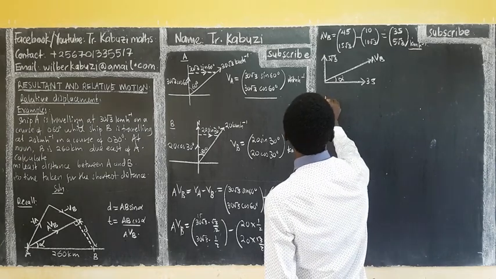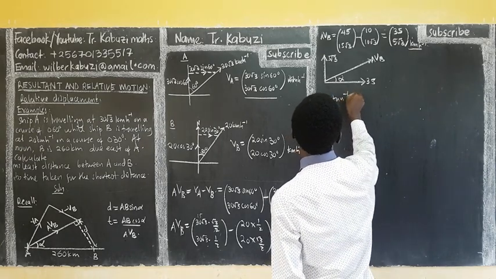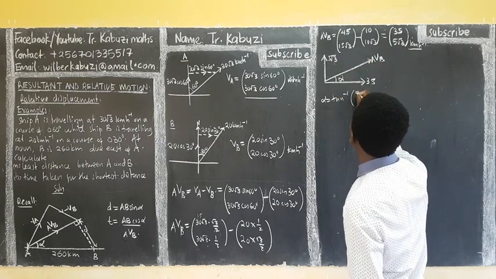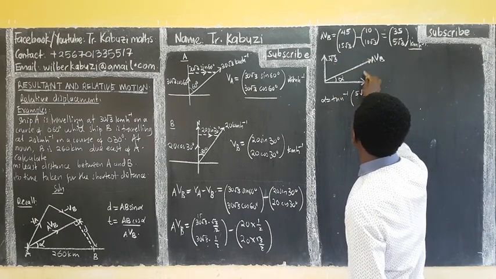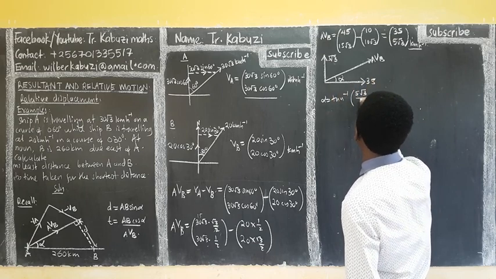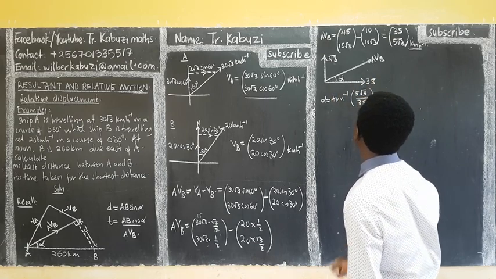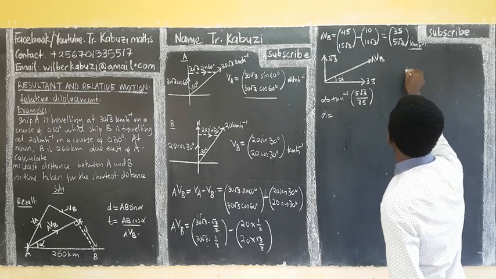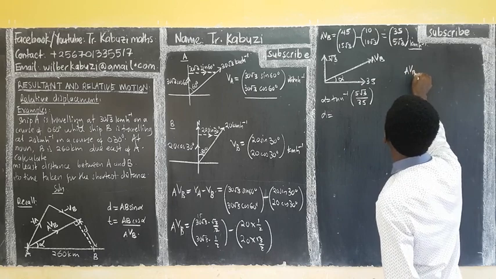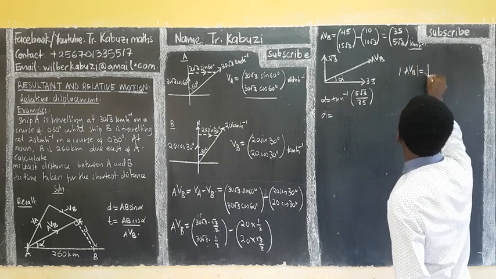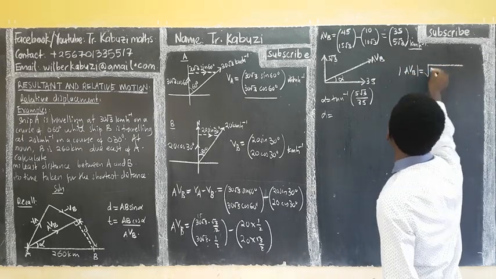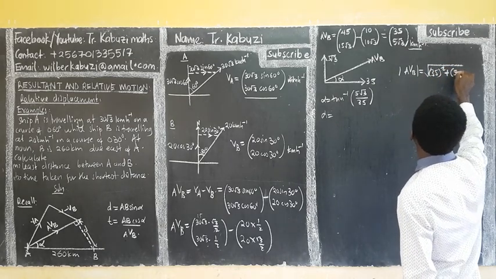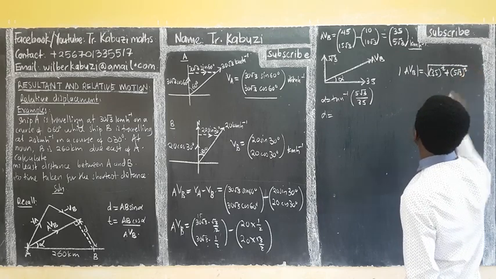My alpha is going to be tan inverse of the opposite, which is this 5 root 3, over the adjacent, which is 35. So we get our alpha here. Then we also get the magnitude of AB, which is going to be the square root of 35 squared plus 5 root 3, the whole squared.